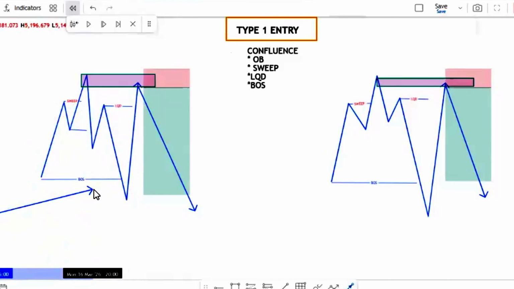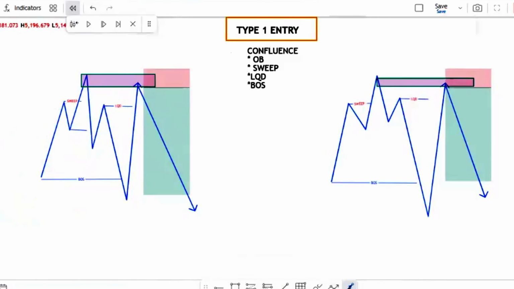I mean, think about it in normal circumstances. If you see that the market is coming back to take liquidity, it has already created the liquidity before it's coming back to take it. It taps into our order block and the market is going to drop to the downside. This is the type 1 entry model.